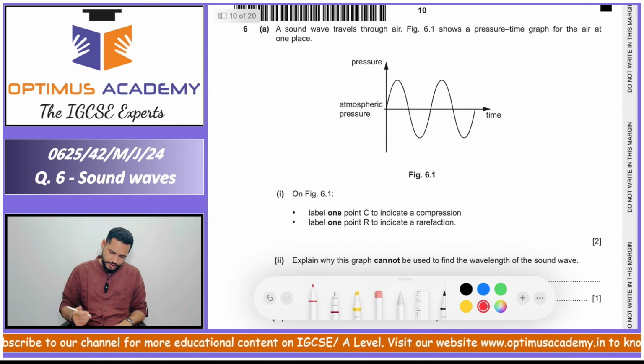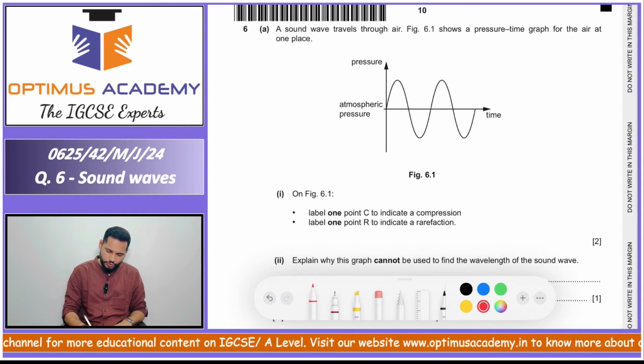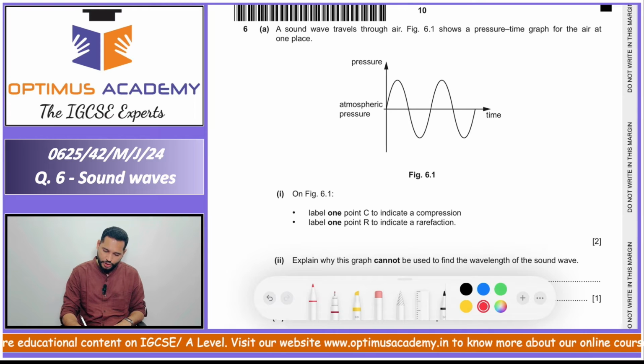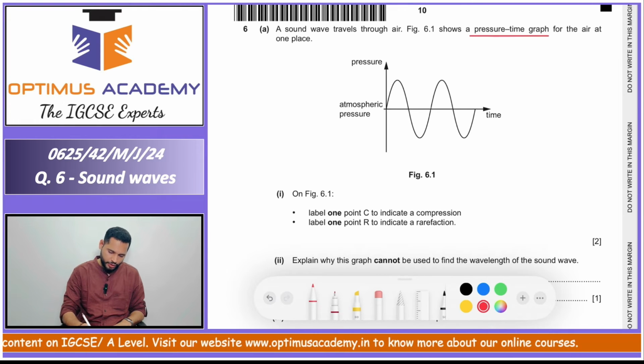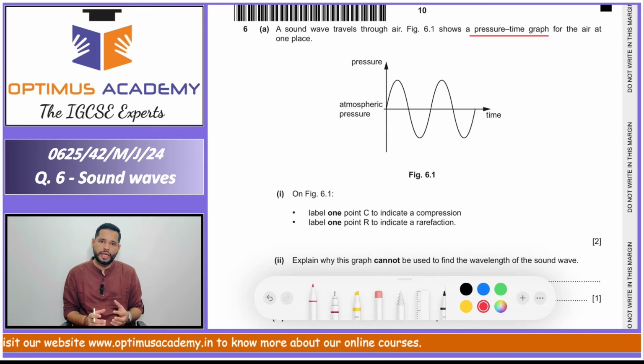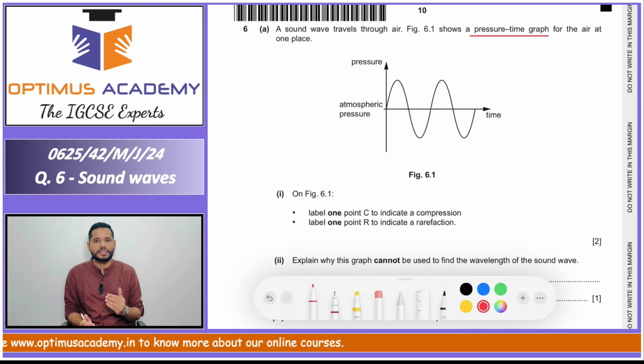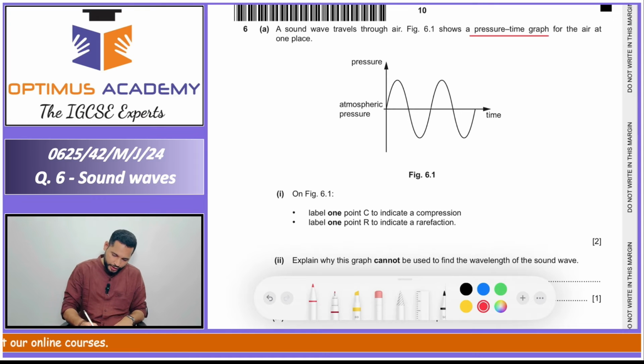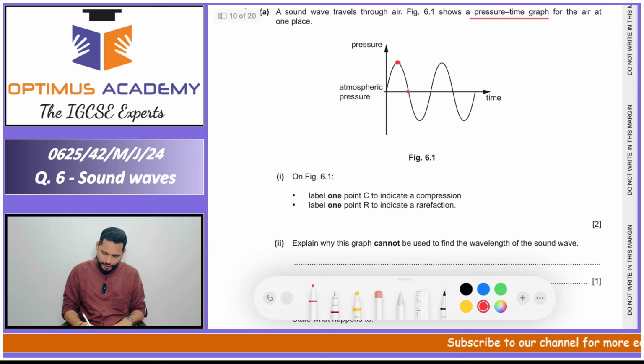Question number 6, it says a sound wave travels through air. Figure 6.1 shows a pressure time graph for the air at one place. Note that the graph that they have given us is the pressure time graph. So they are showing us how the pressure is changing in that region as the time is progressing. You can see the wave indicates at some point the pressure is higher, whereas at some point the pressure is 0. They're asking us on figure 6.1, label 1 point C to indicate compression.